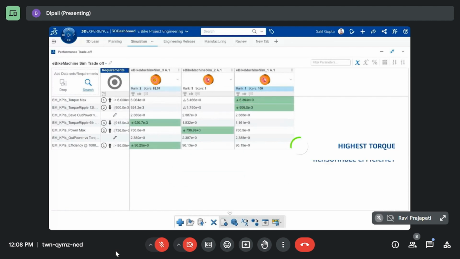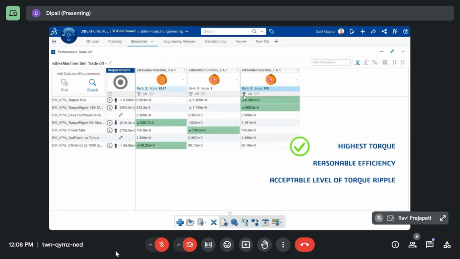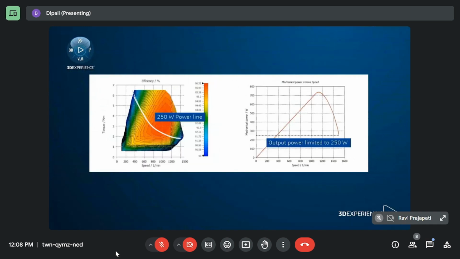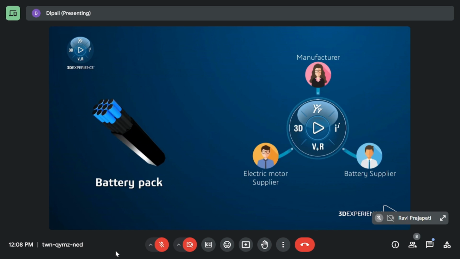With a simulation-driven design approach called MODSIM, they came up with a motor which is smaller and lighter, with only a small loss in maximum torque. Our battery supplier proposed an extended version of an existing battery pack.